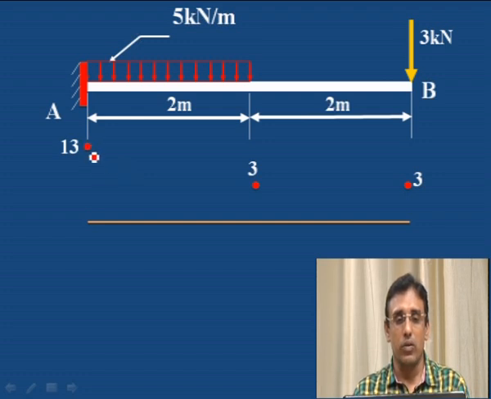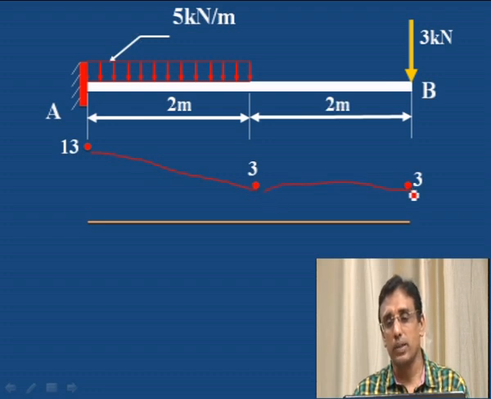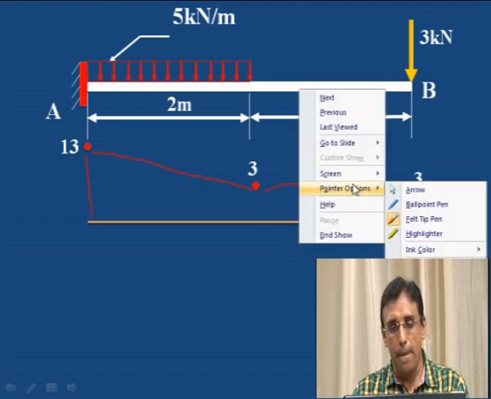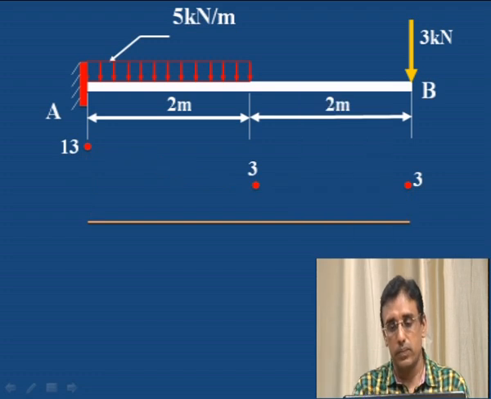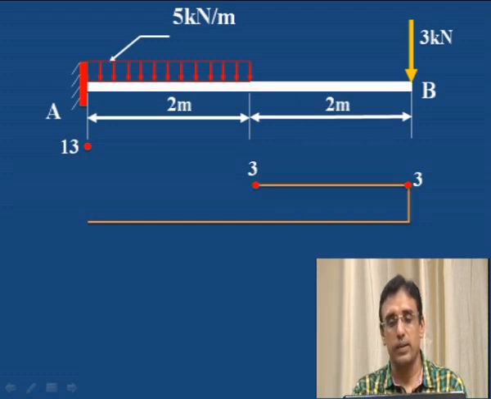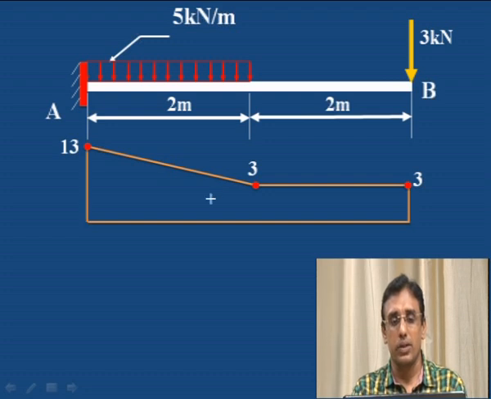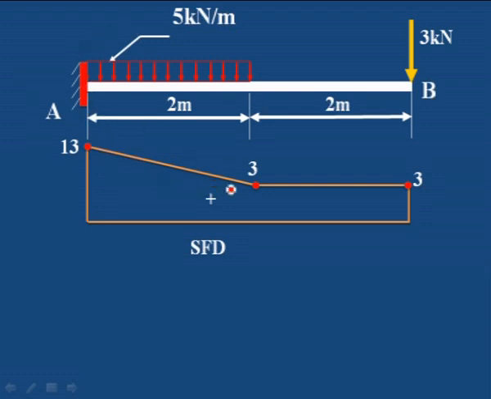Now, it should be an inclined line from here to here. Then there should be a horizontal line, and we have to drop here, and close this polygon. See, first a vertical line, then a horizontal line, then an inclined line, then we have to close. This is where the uniformly distributed load is acting. That is why it is an inclined line. Then no load is there, so a horizontal line, and there the point load gives the vertical line.